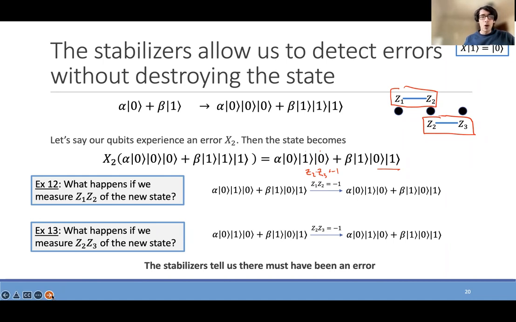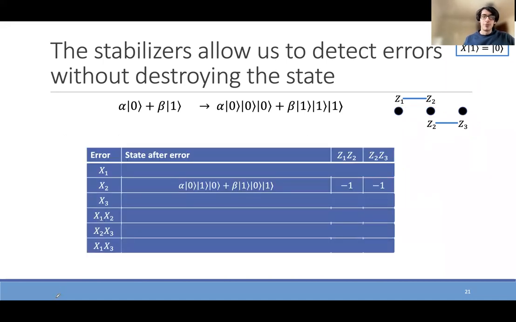And then if we want to figure out what error happened, we can make a table of some different errors. So we've already said that if we have the X2 error happen, then the state after the error is going to be alpha 010 plus beta 101. And we're going to measure Z1, Z2 to be -1 and Z2, Z3 to be -1. We can keep going and just fill in this table for all possible errors, or all possible X errors for now. I'm just going to focus on X's.